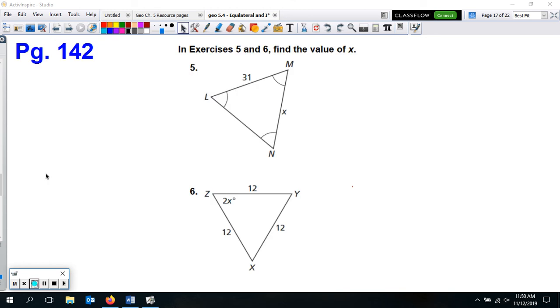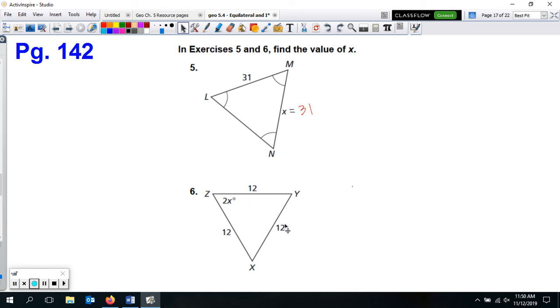Okay, so on page 142, we see our extra practice number 5 and 6. Just says find the value of x, and these should go pretty quickly. They have equal angular triangle on number 5, so we're going to just apply that. If it's equal angular, then it is equilateral, and we are told that one side is 31, which means all sides are 31, so we know that x has to be 31, just as a conclusion there. So that was pretty simple right there, just to know that it's equal angular, it is equilateral. All the sides will be the same. This would be a 31 as well.